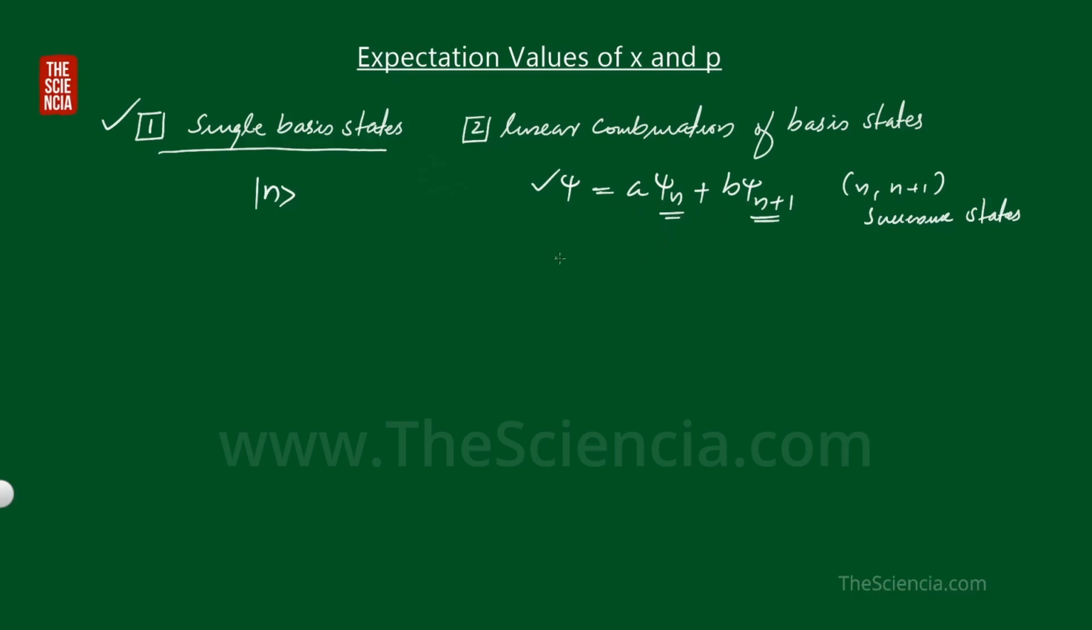Here we are going to find out the expectation value of x, the expectation value of px, then the time evolution, that is, the expectation value of x after some time t and the expectation value of px after some time t, and the expectation value of x square and the expectation value of px square, and their time evolution also.